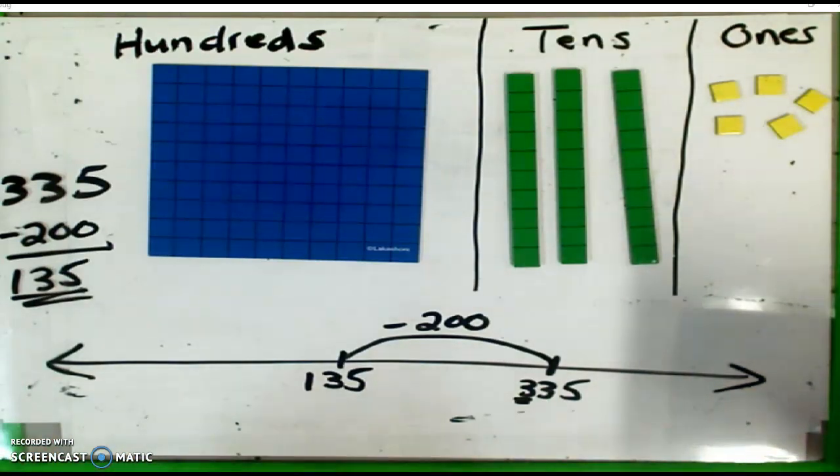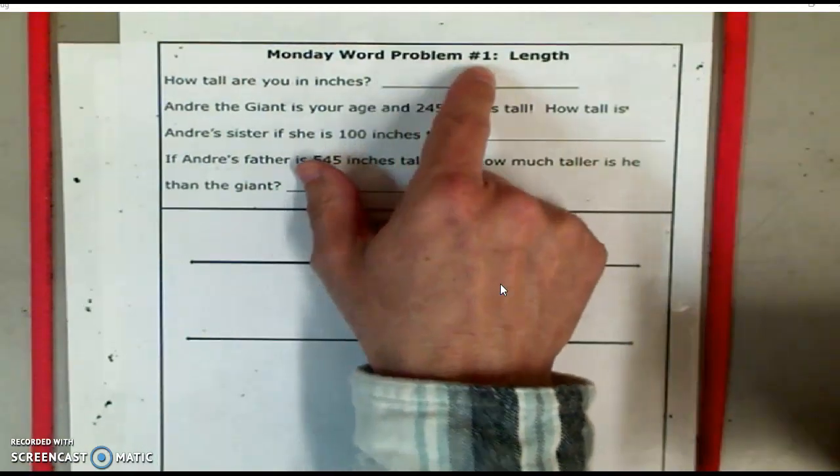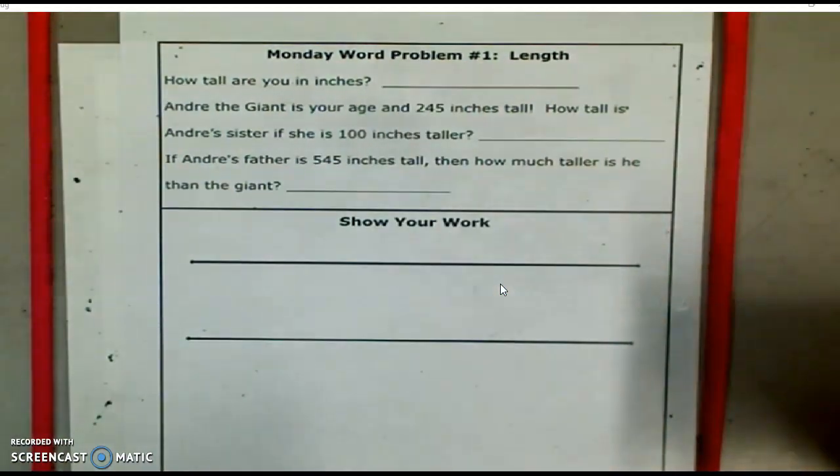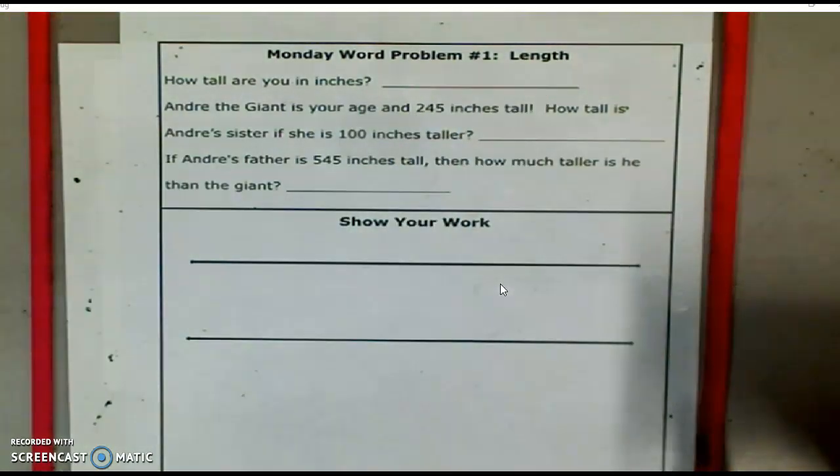All right, so let's move on to your word problem. Take out your word problem. There are 2 word problems, so let's take that out. I'll show you what it looks like. So here is your word problem we're going to work on together today. It's called Monday's word problem number 1, length. We're going to be talking about length today.